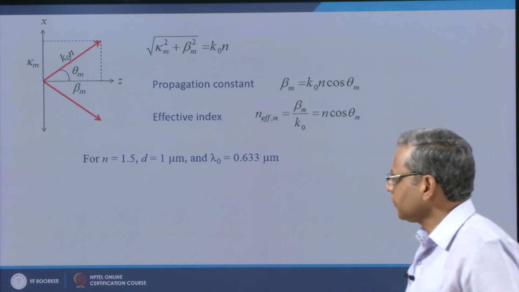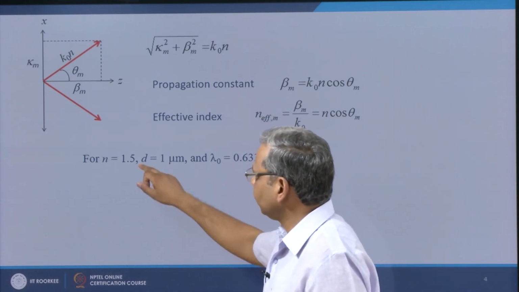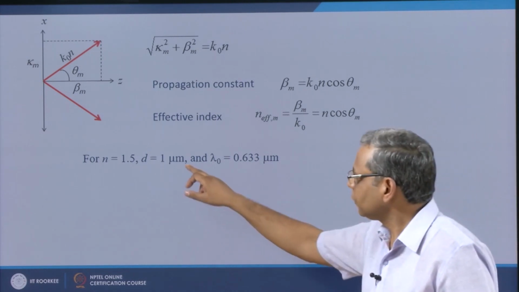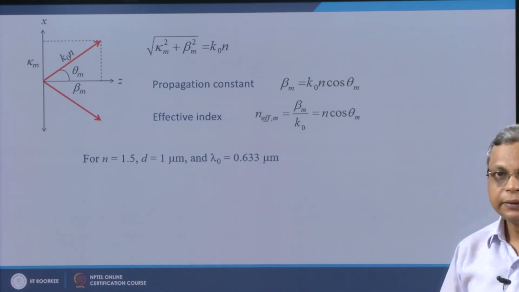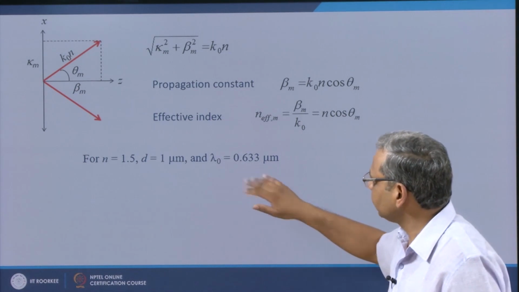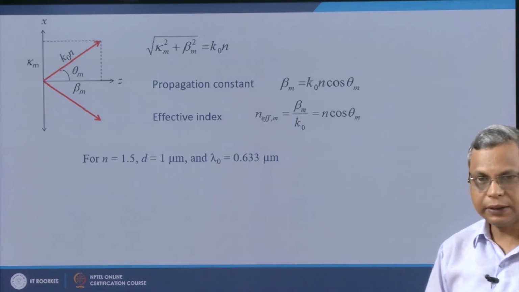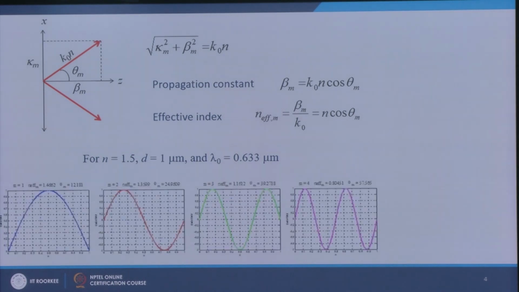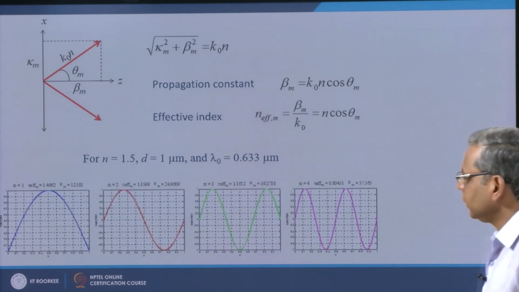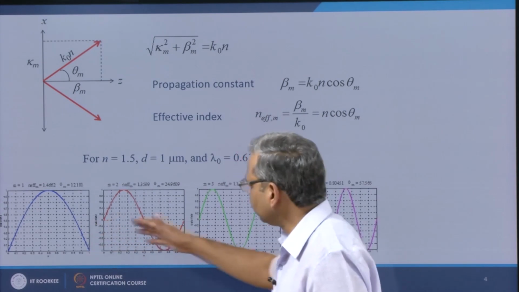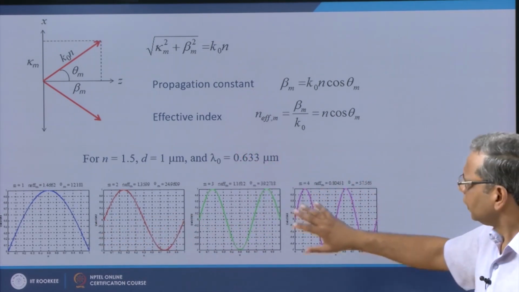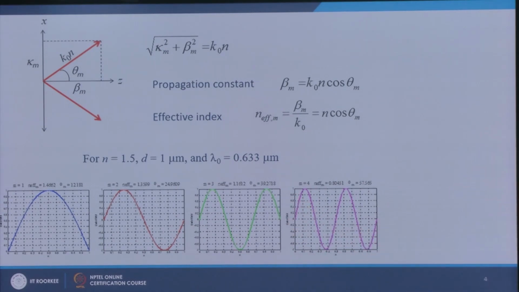For example, for n is equal to 1.5, d is equal to 1 micrometer, and lambda naught is equal to 0.633 micrometer, the helium neon wavelength, I find that there are these 4 modes. Let me look at them closely.